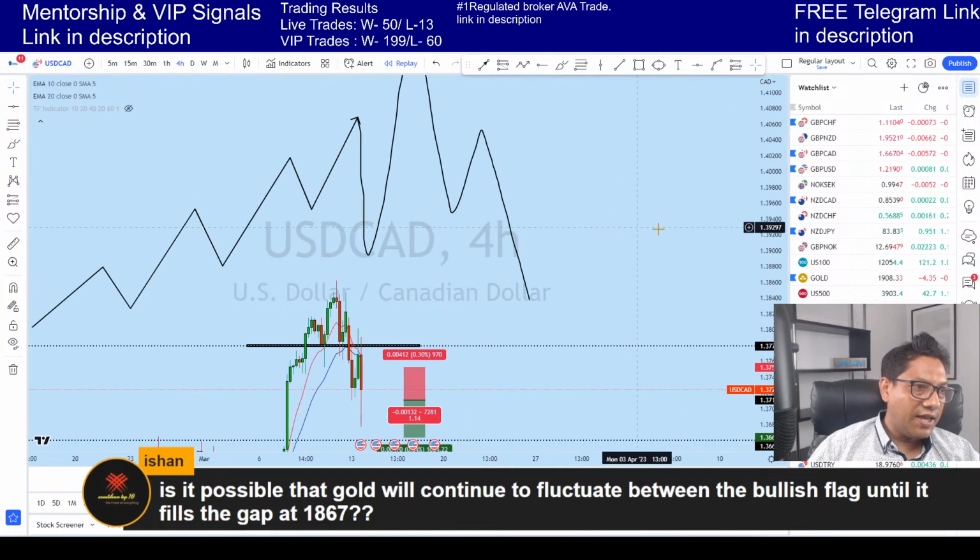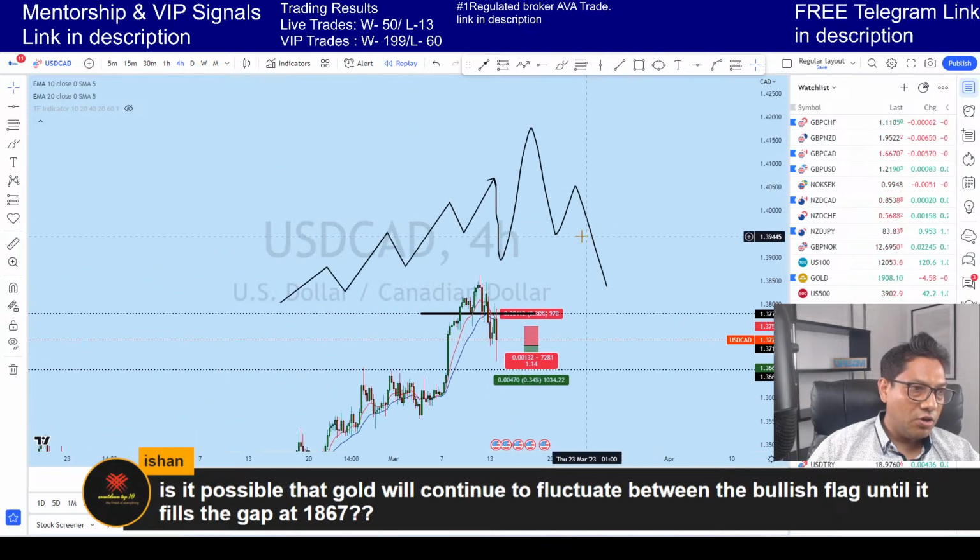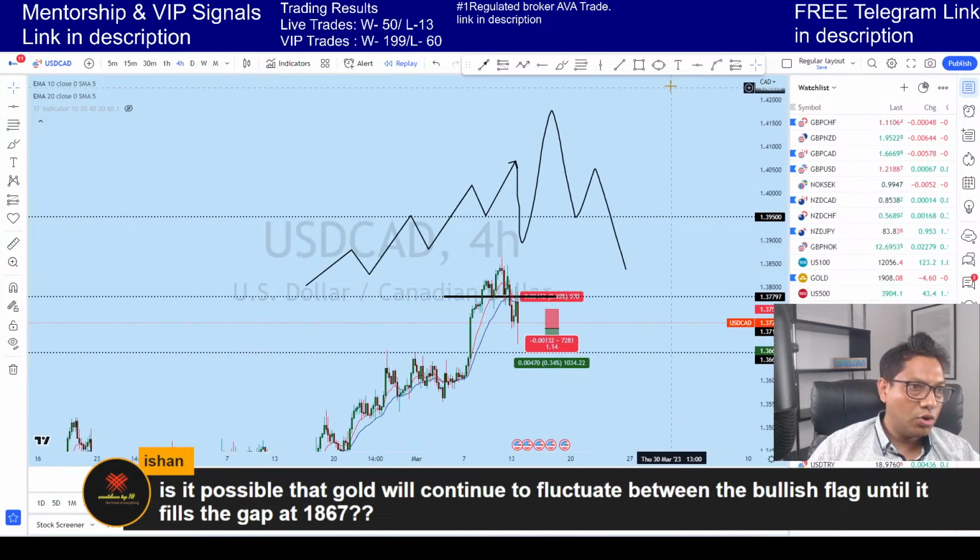Once the head and shoulder is created, it normally creates a neckline. This is the neckline of this head and shoulder. It's the support here, which turns resistance, and from that resistance level we normally see the price reject.